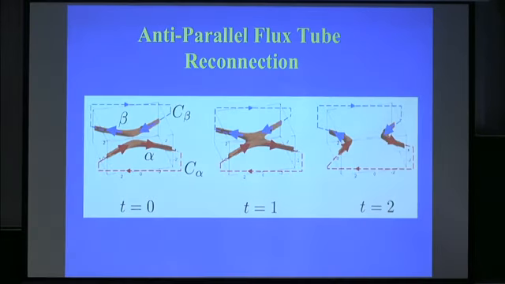So here is anti-parallel flux tube reconnection. I've got a flux tube here. The one on top, beta, is rotating by the right-hand rule like this, and the one on the bottom is rotating in the opposite direction. These things come together in this anti-parallel fashion, creating this sort of intermediate here, and then it reconnects like this.